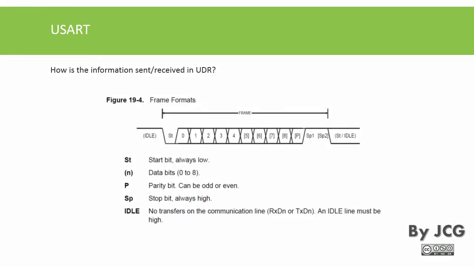So how is the information sent and received to UDR? Well, this is the frame format, and basically you have here how the information is sent or received to the reception pin or transmission pin. Over here you have the voltage, and in this axis you have the time.